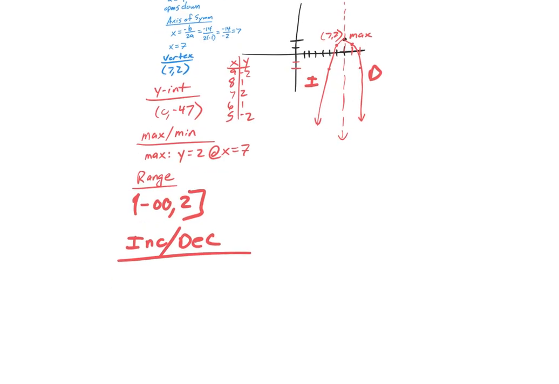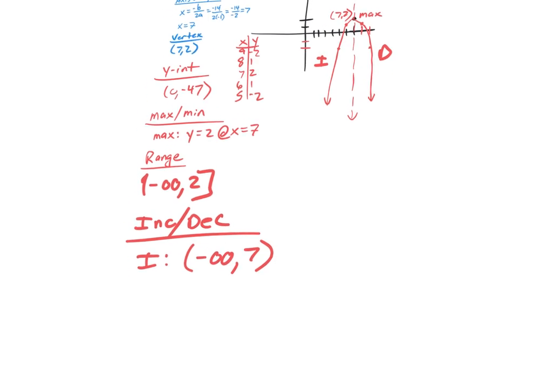Remember when we do increasing and decreasing, we're only going to use the x values. So it's going to increase from negative infinity all the way over until it gets to 7. And then at 7, it's going to change direction, and it's going to drop or decrease to forever or infinity. So those are a couple of additional things that you might see them ask today on some of the questions.